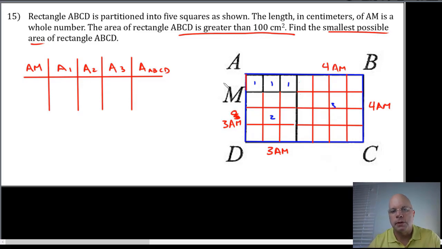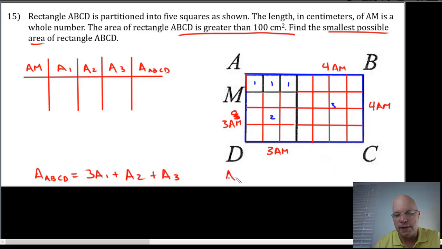Okay, so I think the best thing to do would be to write a formula for the area of rectangle ABCD down here. It's going to equal 3 times area 1, because I have 1, 2, 3 of these small squares. It's going to be 3 times area 1 plus area 2, that's this medium-sized square, plus area 3.